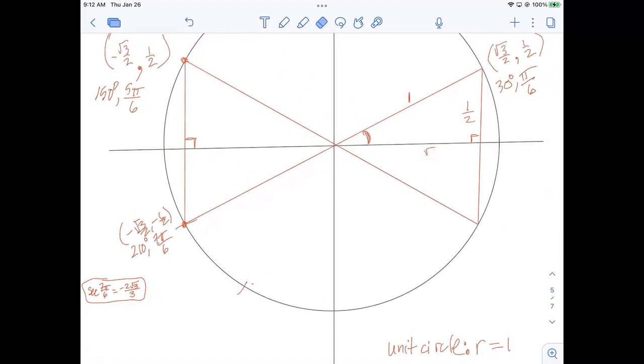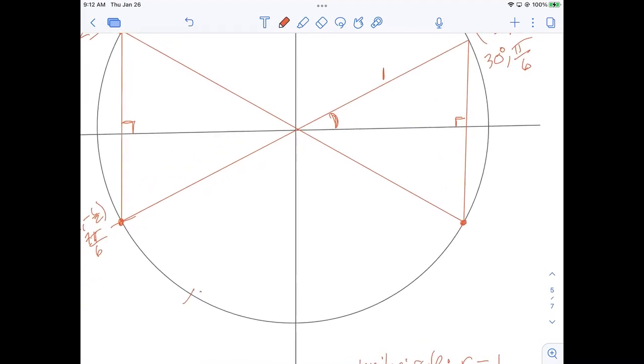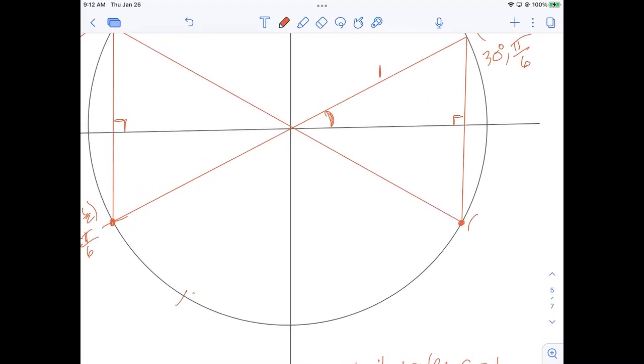I'm going to erase the labels over here on the sides. I'm going to come over here to this point, and the ordered pair is right and down. So it's positive square root of 3 halves, negative 1 half. The angle there, 30 degrees short of 360, is 330 degrees. And what is pi 6 short of 2 pi? We're stopping pi 6 short of a full rotation. What's that?